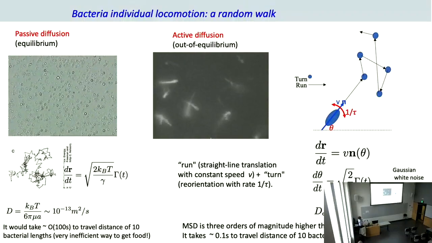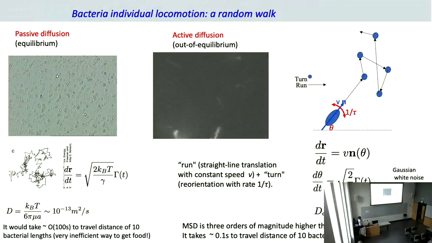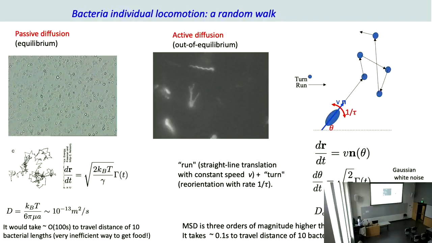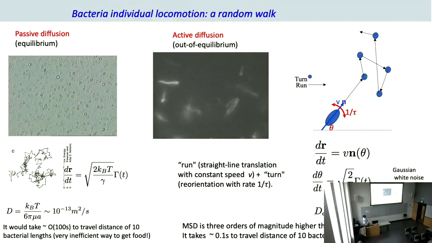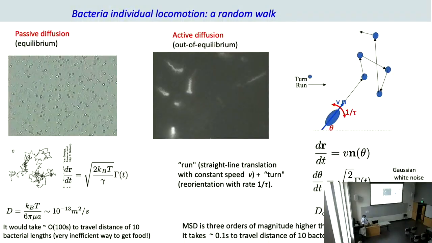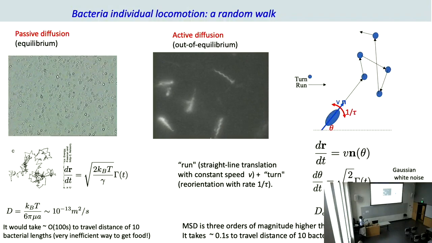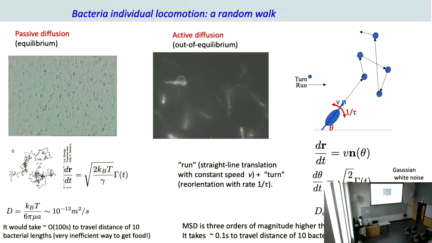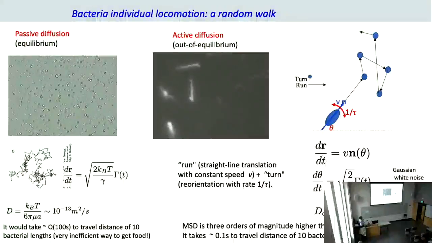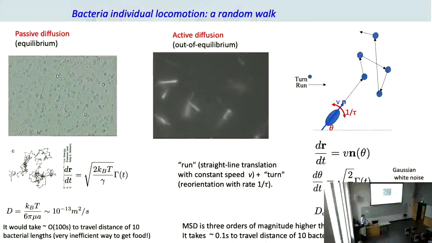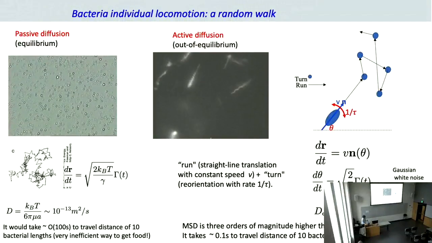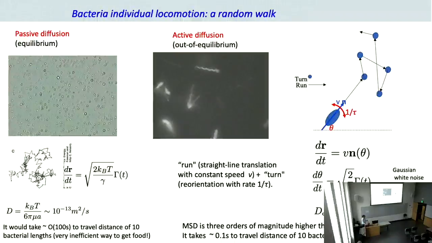The particle is swimming with a certain speed in a certain direction, and then reorients with a certain rate, randomly, subject to a Gaussian noise. So you end up with an effective diffusivity, which is set by the swim speed, run time and the reorientation time. And now this is much faster, so the bacteria get some food. And can we do active Brownian particles like bacteria in the lab?